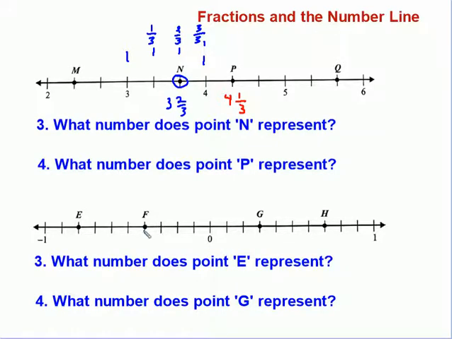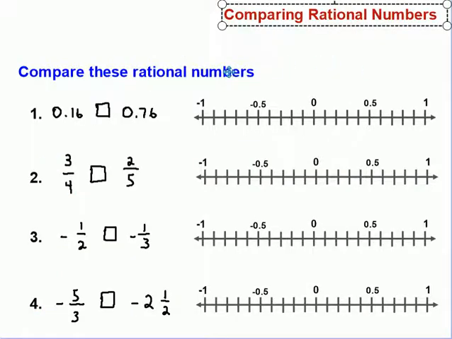Point E represents -0.8, or -8/10. What point does G represent then? G, we're going positive, so G represents 1, 2, 3/10, or 0.3.